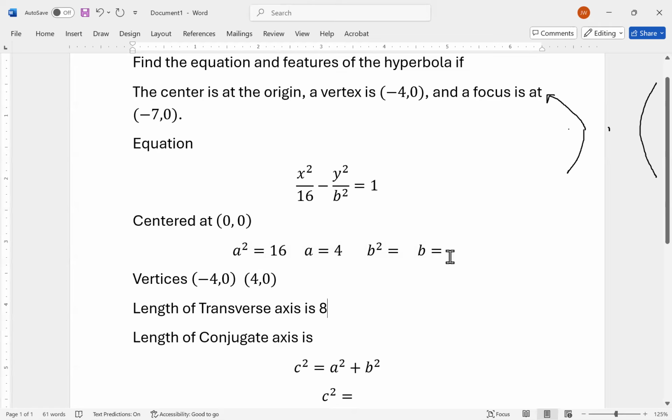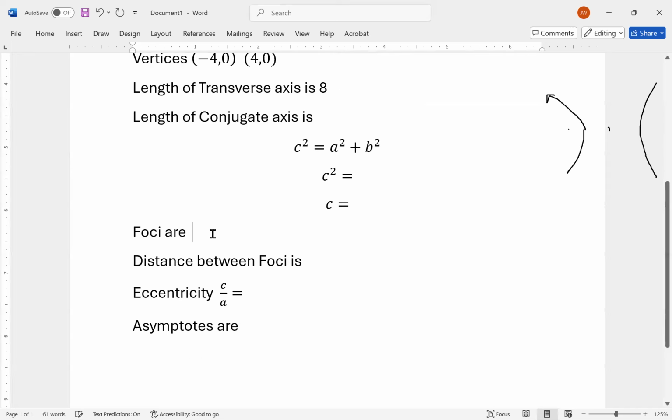Now, the thing I don't know yet is the b, but I do know where a focus is at. A focus is at the point negative 7, 0. That means the other focus, if we're centered at the origin, is at the point positive 7, 0, which means the value of c is going to be 7. Now I know the value for a is 4 and the value for c is 7.